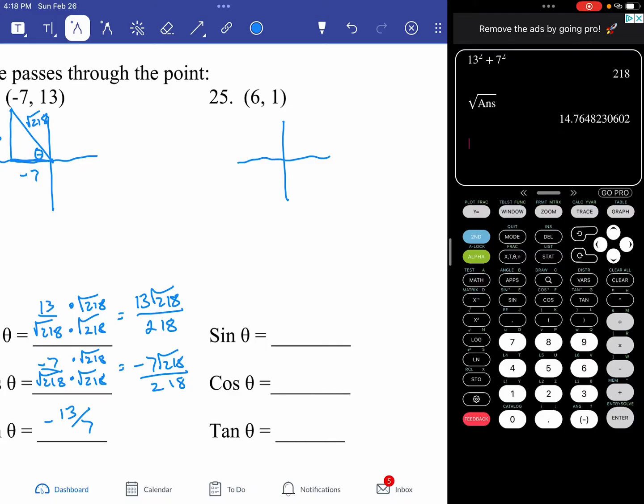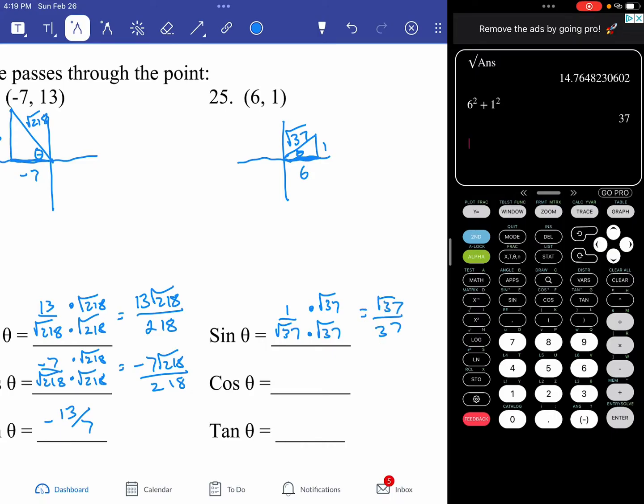Last one. So this, we have 6. And we have 1. There's our reference angle. So 6 squared plus 1 squared is equal to 37. So we're going to leave that as the square root of 37. So the sine is opposite over hypotenuse. So we have 1 divided by the square root of 37. Multiply that to the top. So we get square root of 37 divided by 37.